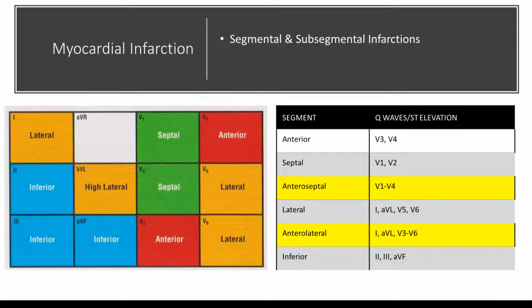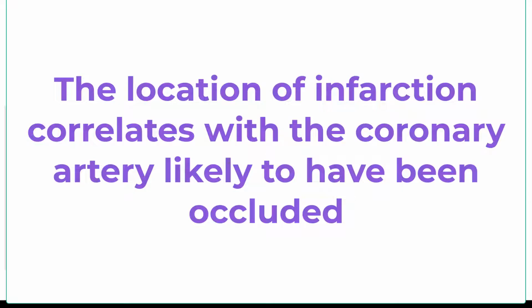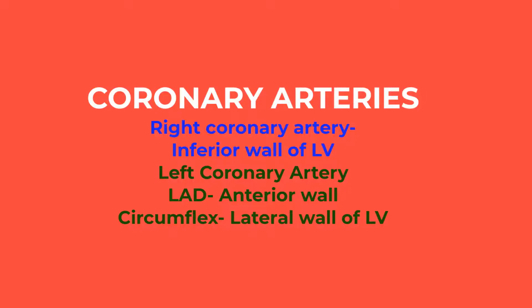The implication of that is, by identifying the particular segment or part of the heart that is having an MI, we know which coronary artery is occluded. The anterior as well as the septal portions of the heart are usually supplied by the left coronary artery. The lateral wall portion of the heart is supplied by the circumflex coronary artery.